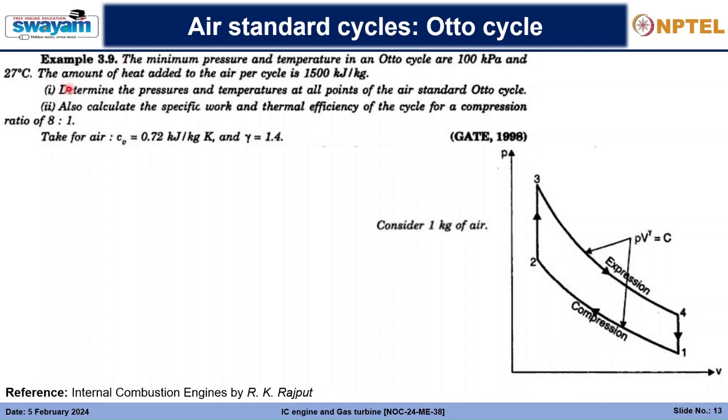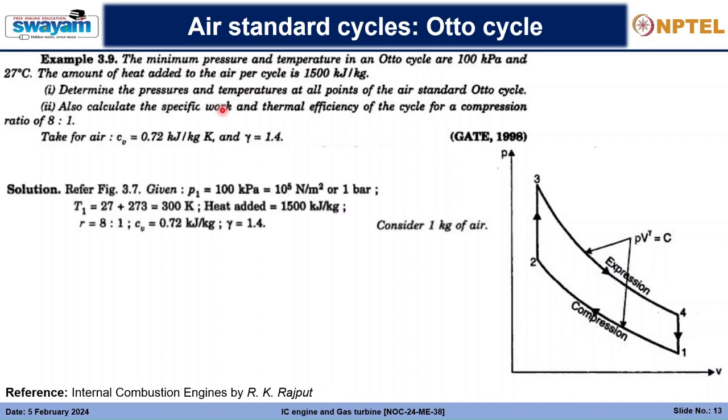We know that now. So we need to determine the pressures and temperatures at all points of the air standard Otto cycle. Also calculate the specific work and the thermal efficiency of the cycle for a compression ratio of 8 to 1. So we know the compression ratio also now. Let us first find out the pressures and temperatures, and I will show you how. We will use 1 kg of air in all our calculations, and later we can multiply with the mass of air to get the exact value, but we do not have to do that in this case. So this is where all the points are listed.